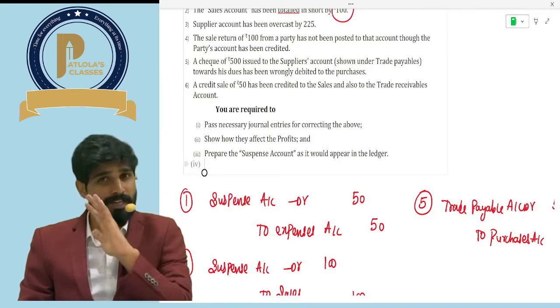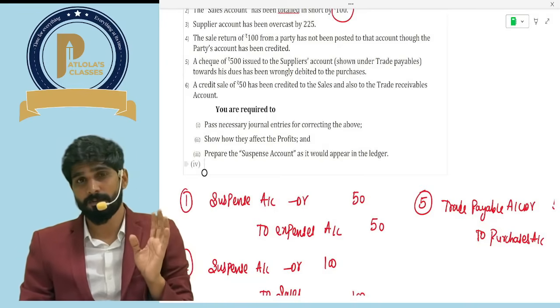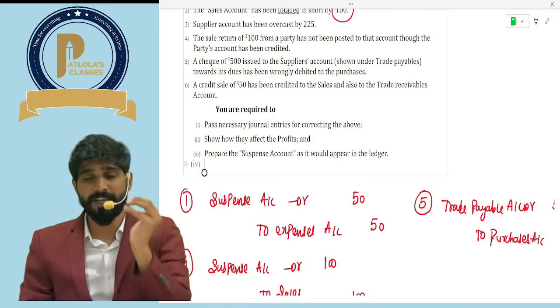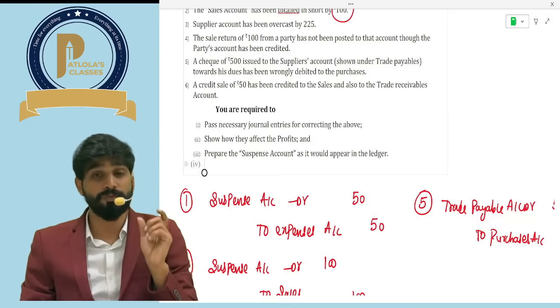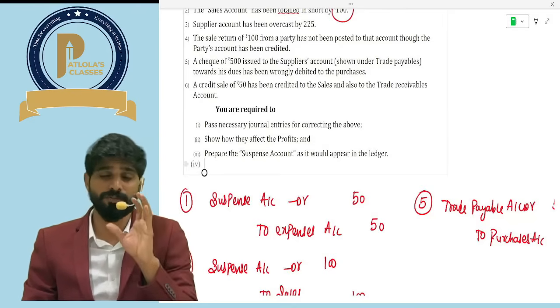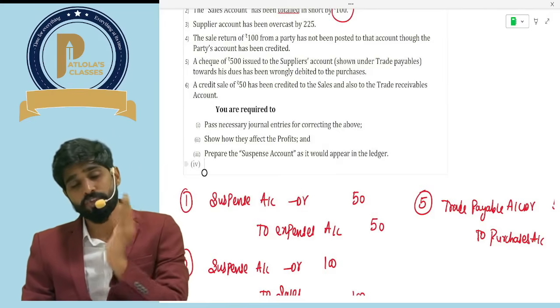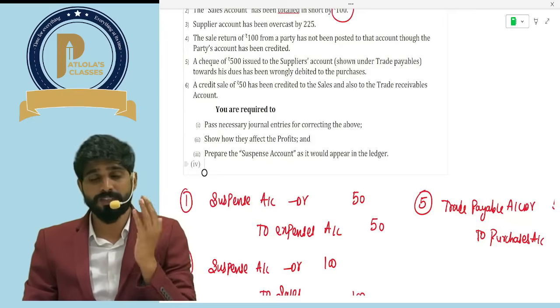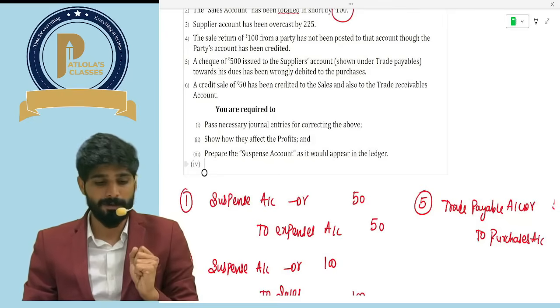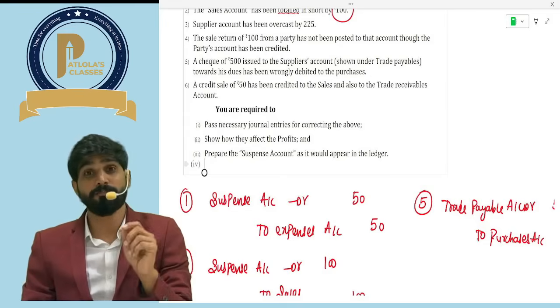So your trial balance will not tally, not by 50, but by 100. On the debit side, trial balance will be less by 100. So we will put that amount to suspense account. So suspense will have a debit balance of 100. Now that we are rectifying the error, suspense should be cancelled by crediting. So suspense should be credited by 100. However, trade receivable account should be debited not by 50 but by 100.